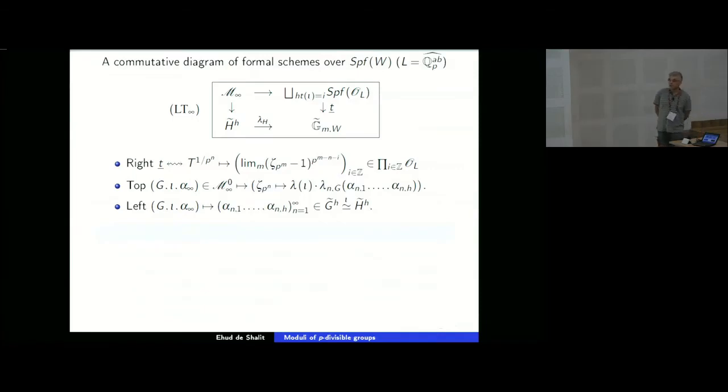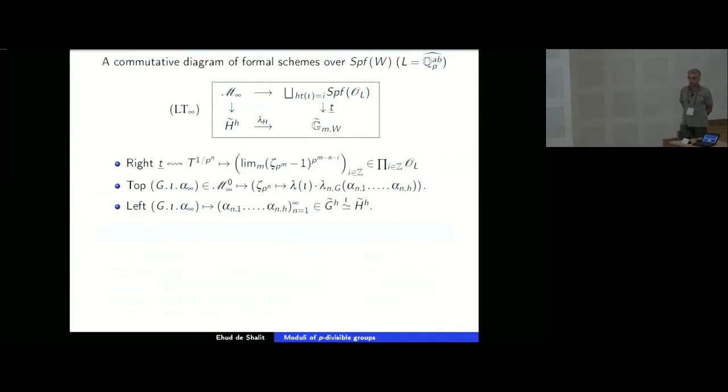Okay, now what is the left vertical map or the right vertical map? They are the same basically, except that the right vertical map is just in the case of GM and the left is in the case of a general situation where you do have deformation. So for GM, remember, the formal group was rigid. There was no real deformation, but there was only level structure. But on the left, that's really the whole moduli space.